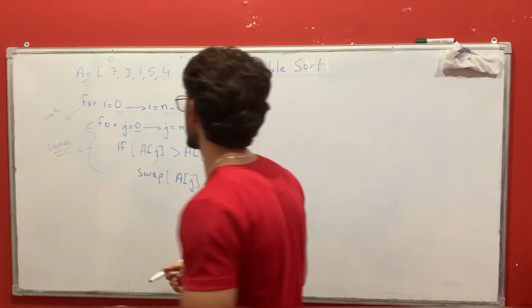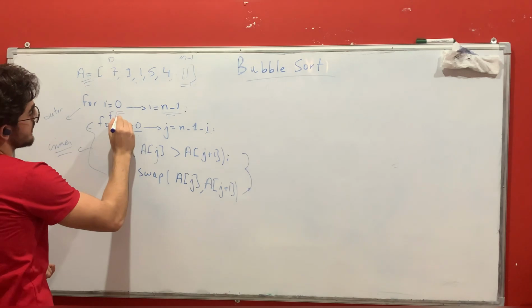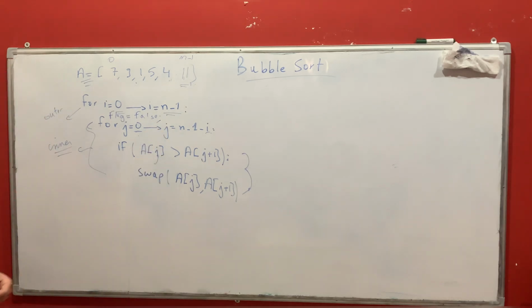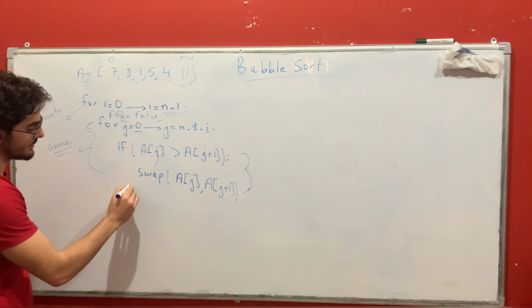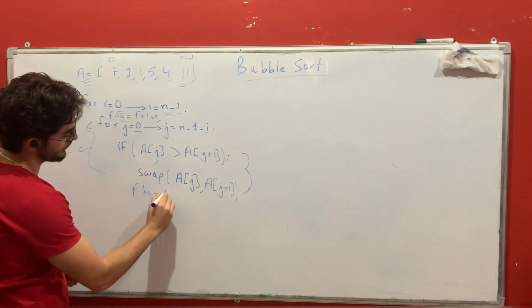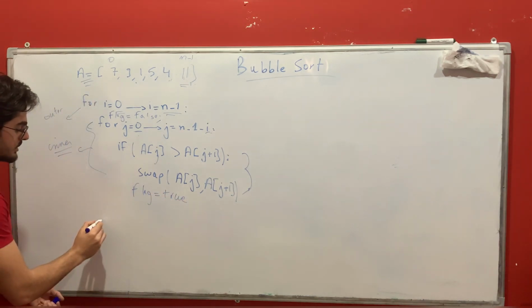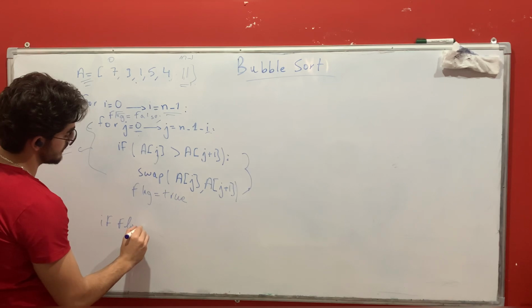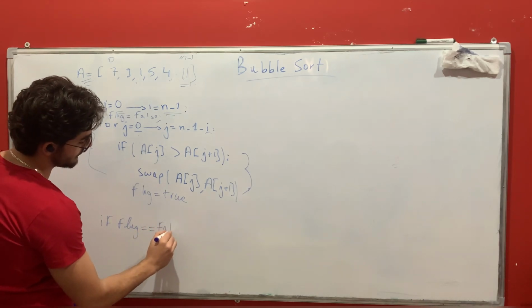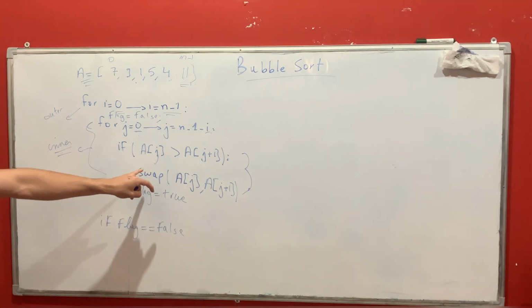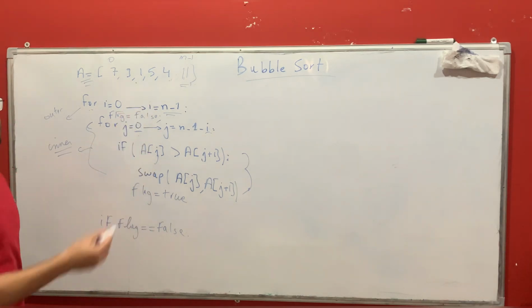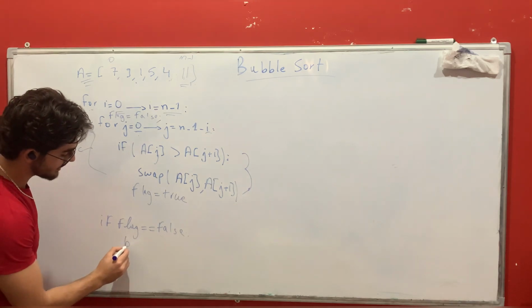So what shall we do? You can place a flag here. Initialize it to false. If there is swapping taking place in the inner for loop, you can set the flag back to true. And then you check at the end if the flag is still equal to false, meaning no swapping occurred in the inner for loop, then no need to continue iterating over the rest of the elements, and the array is now completely sorted. So we break.